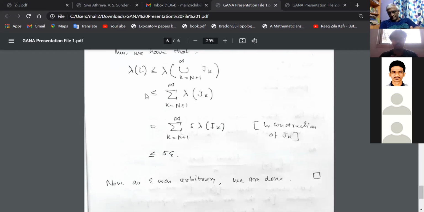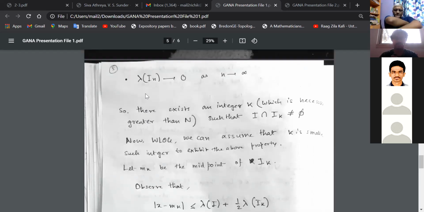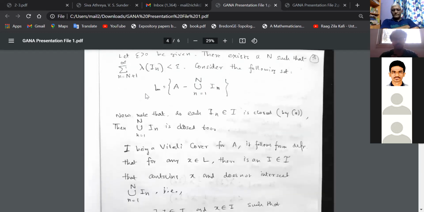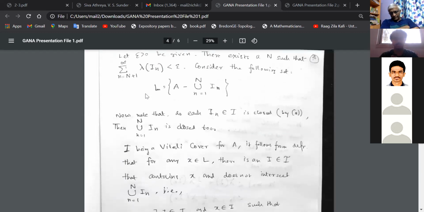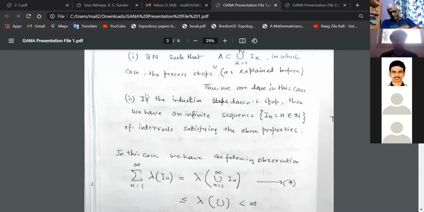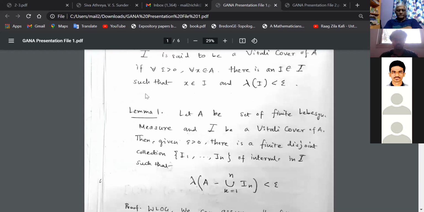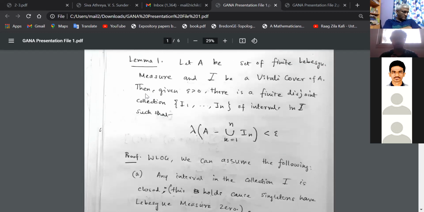Now, as we have chosen epsilon to be arbitrary, this completes our proof, because L was A minus that finite union we have considered. Thus we have a finite collection I_n, n running from 1 to capital N, such that this relation holds: λ(A minus the union of I_n, n from 1 to capital N) is less than epsilon, by the very last statement.